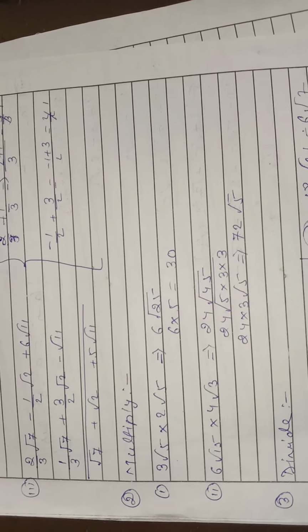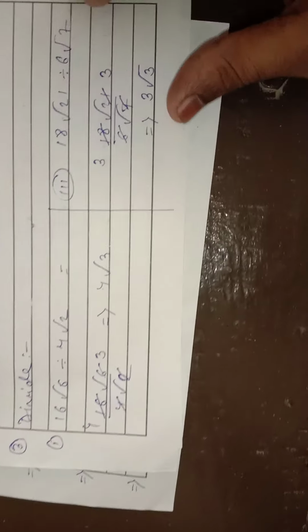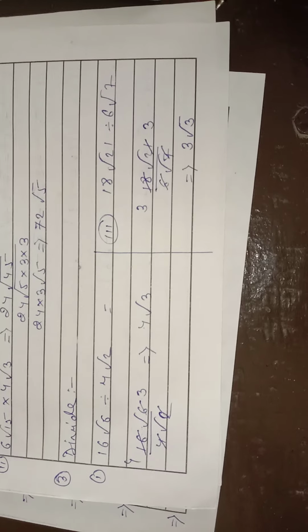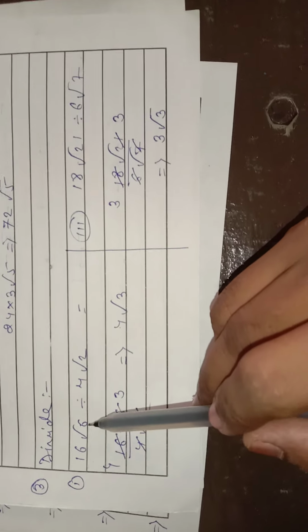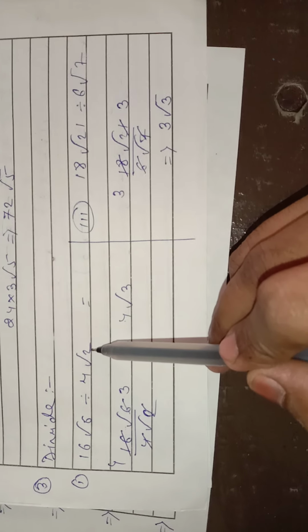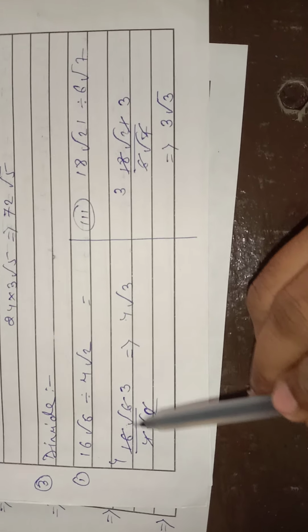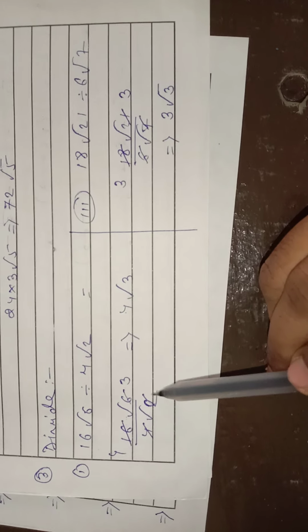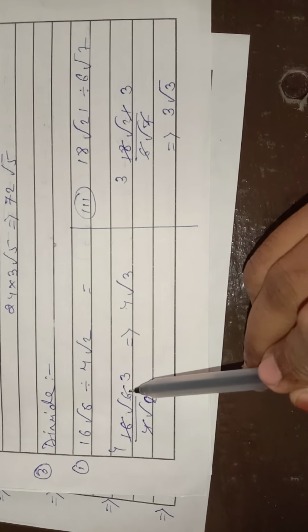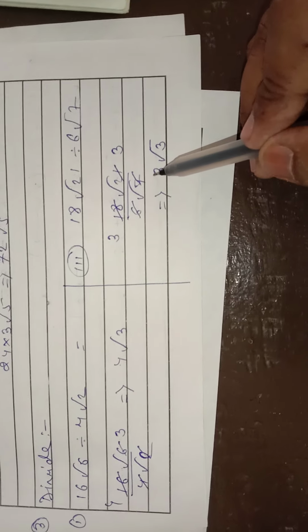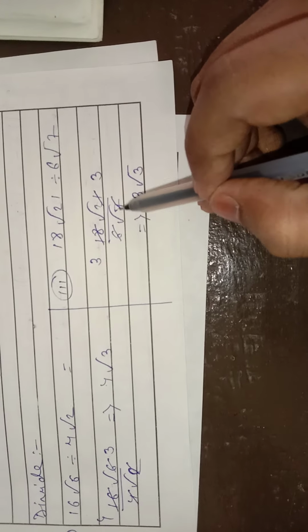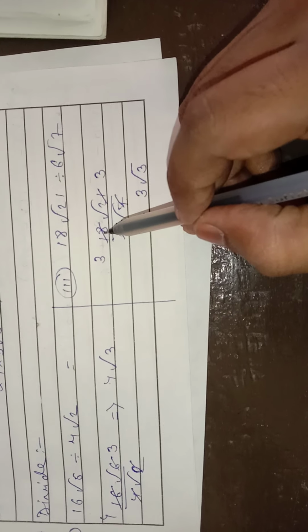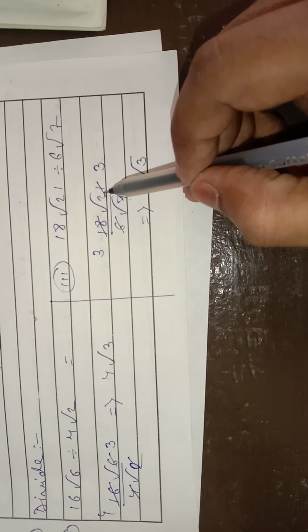Now division. Same process we have to follow here for division. Number will be divided by number. Root will be divided by root. 4 root 6 by 4 root 2. 4 4s are 16, 2 3s are 6. Here also you can see 18 root 21 divided by 6 root 7. 6 3s are 18, 7 3s are 21. So 3 root 3, that is your answer.